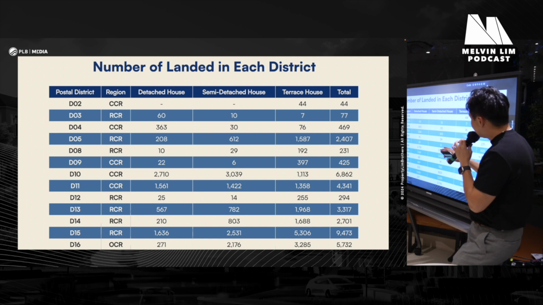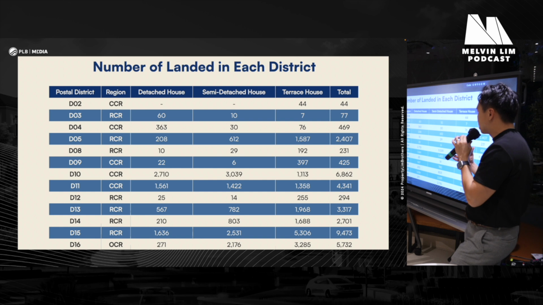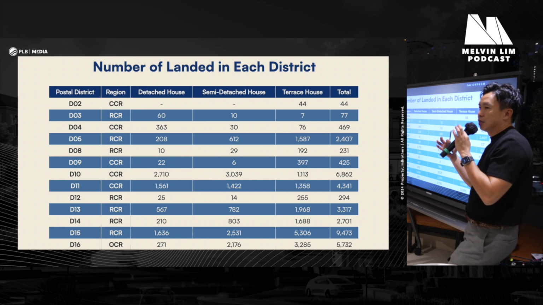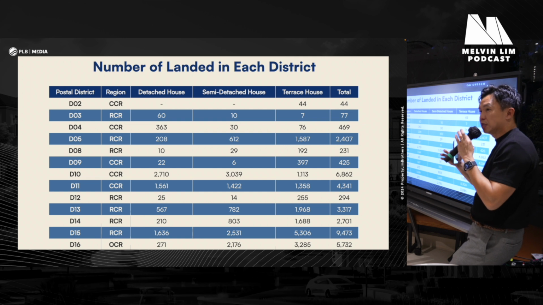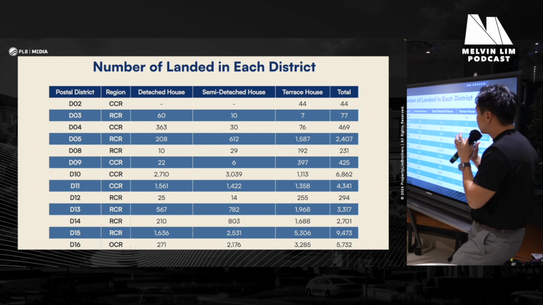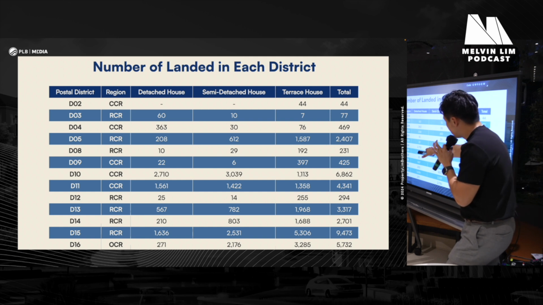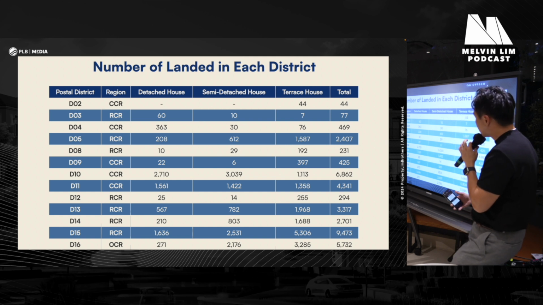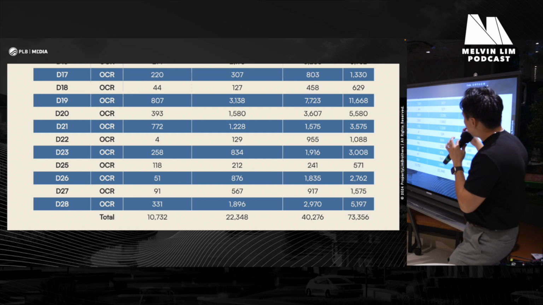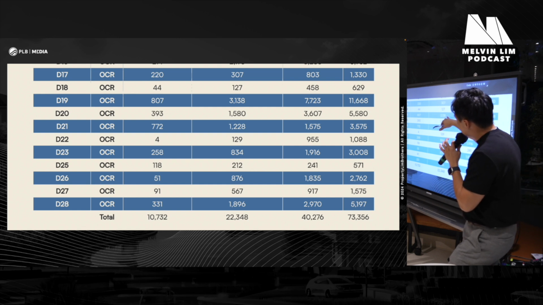Because why? When you look at D10, D10 is, I would say, number 3 in terms of sizing. Number 1 and 2 will be D19 and D15. Number 3 will be D10 in terms of landed enclave sizing. So the amount of semi-D in D10 is about 3,000. Detached is about 2,007. Inter-terrace about 1,001. And of course, that is incomparable to D19 as well.